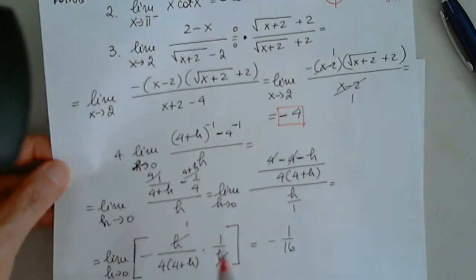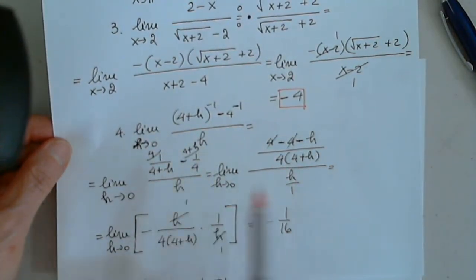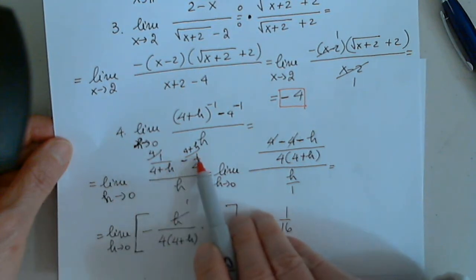The next one is a rational function. I have to change it into 1 over 4 plus h, 1 over 4. Find the least common denominator, which is 4 times 4 plus h. The top needs a 4. The top here needs a 4 plus h.